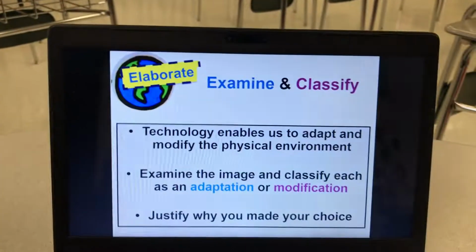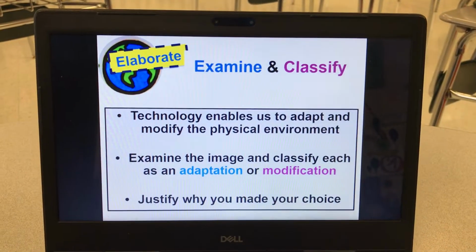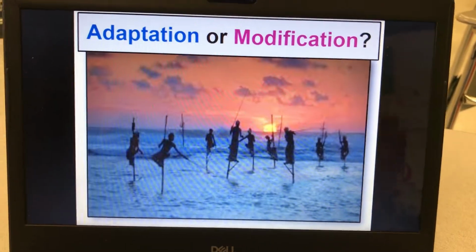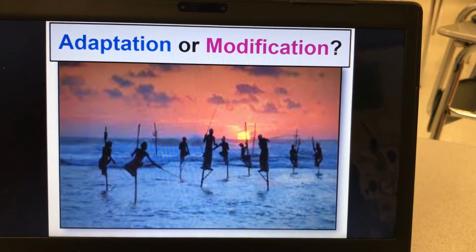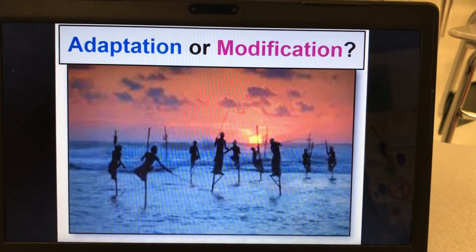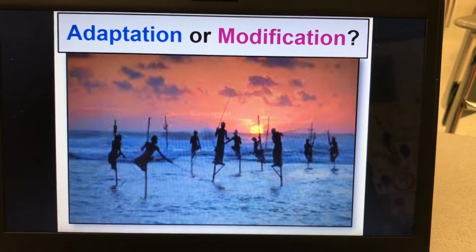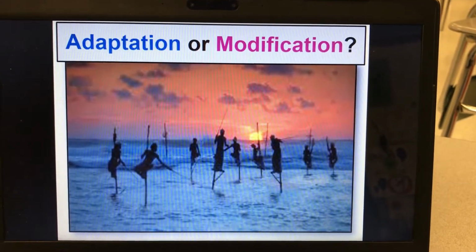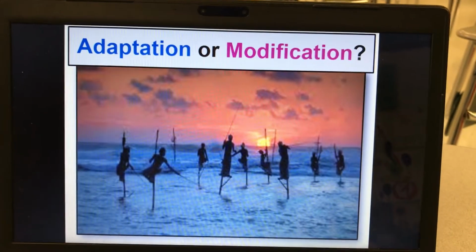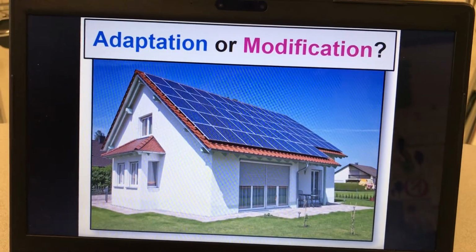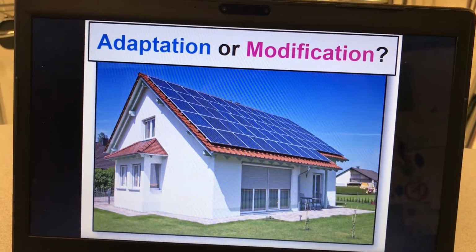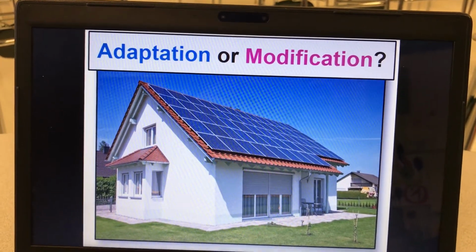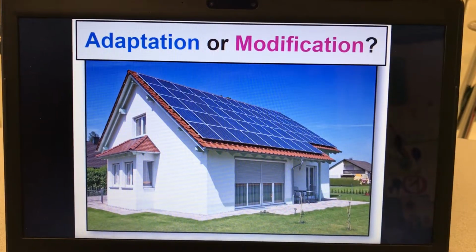We're going to take a look at a couple of examples here about how technology enables us to adapt and modify the physical environment. So if you can look at this one, adaptation or modification. Well, it's hard to tell, but those people are actually standing on sticks and fishing. So I would say that's an adaptation because they're not really modifying the environment, they're just adapting for a better way to fish. If you look at this one, pretty awesome, solar panels right on top of the house. I'd say that that would be an adaptation. They're adapting to the sun's direct rays right there and using it for electricity.